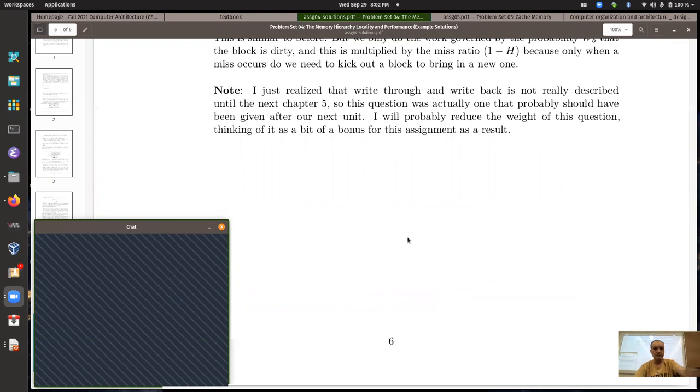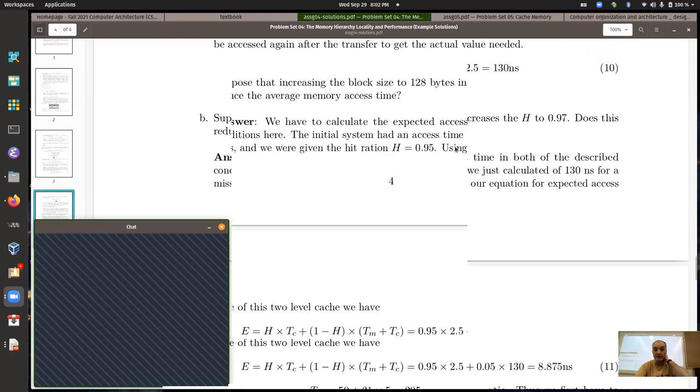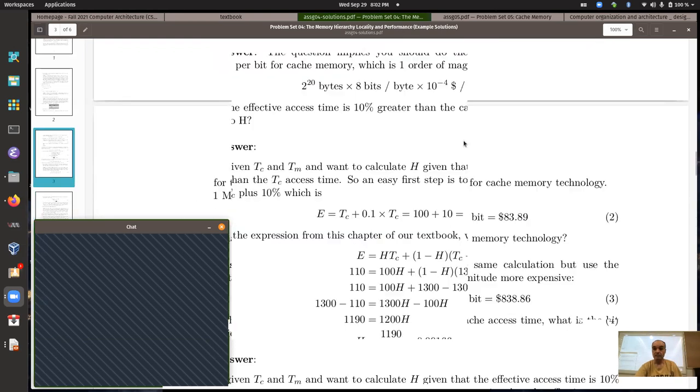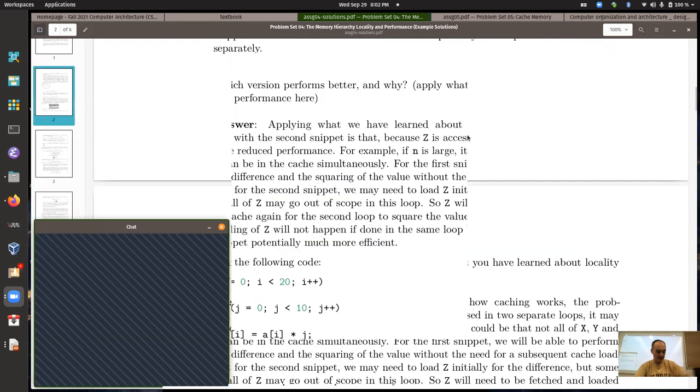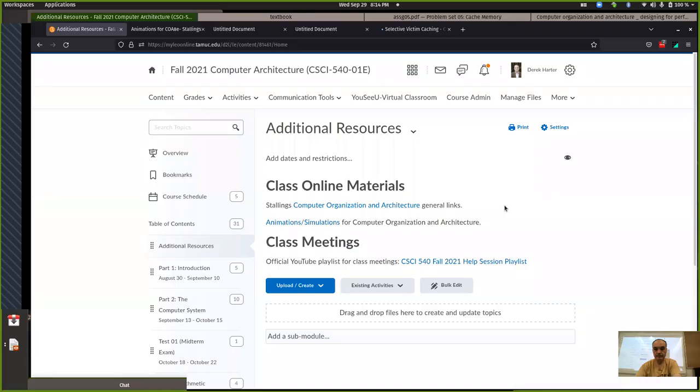I'm going to take a quick break here, unless somebody has a question about the previous problem set that they might want to ask about. I'll probably take about 5 minutes here, and then we'll start talking about the caching materials from our chapter 5. All right. Okay, let me go ahead and get started again.